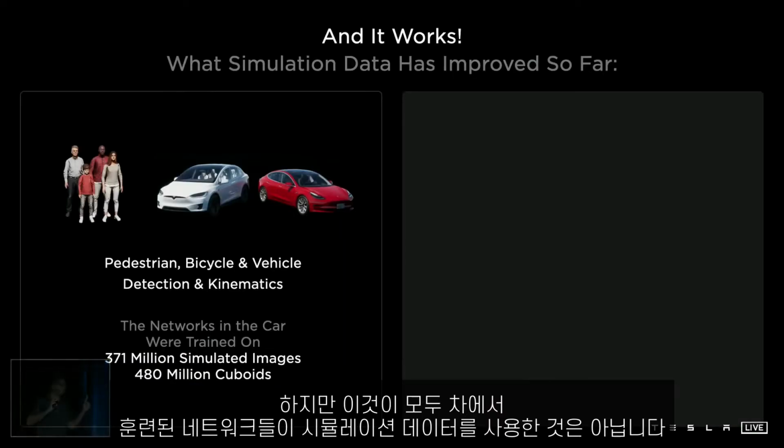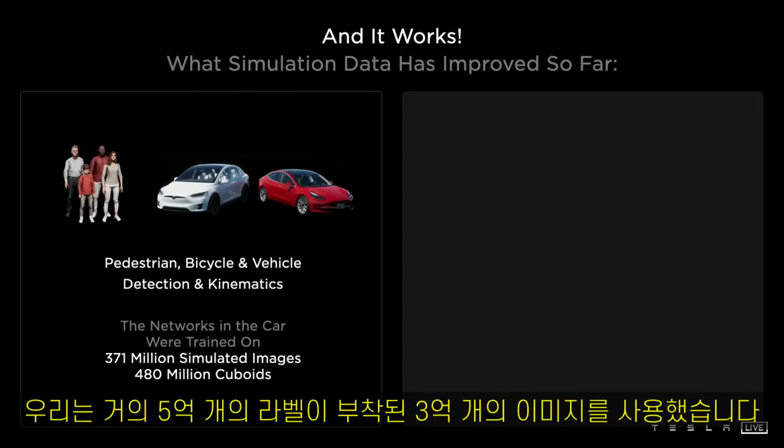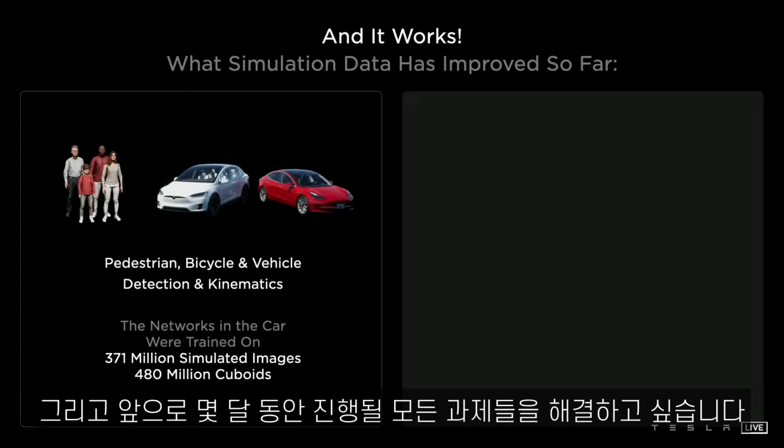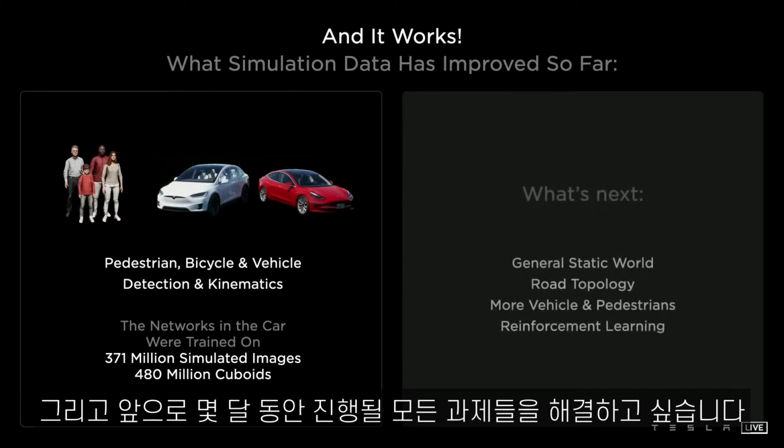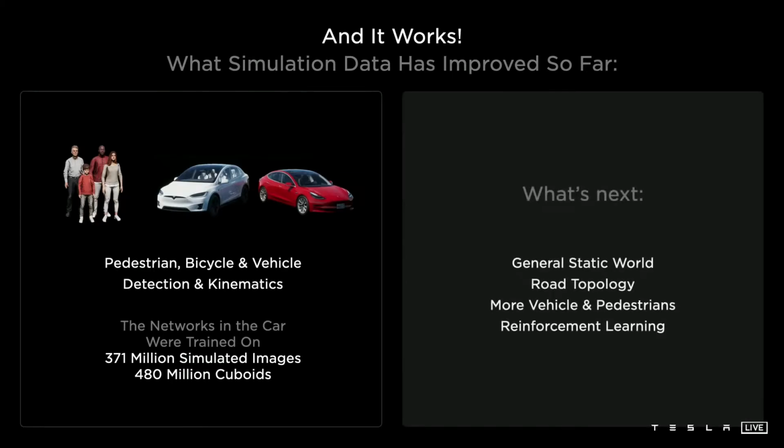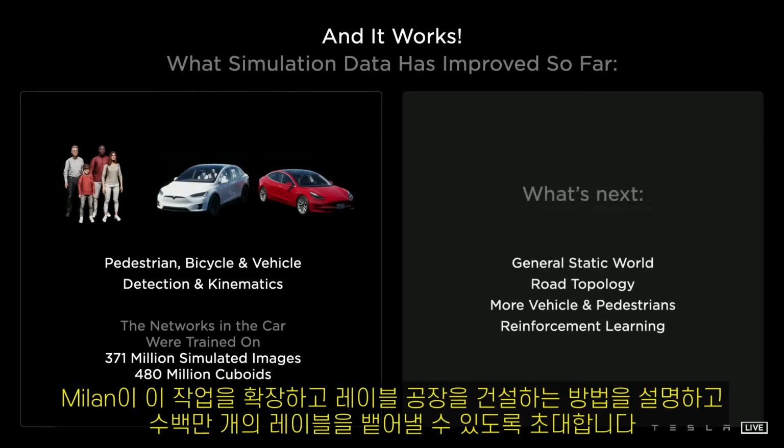But this is not all hype, because networks trained in the car already use simulation data. We used 300 million images with almost 500 million labels, and we want to crush down all the tasks that are going to come up for the next several months. With that, I invite Milan to explain how we scale these operations and really build a label factory and spit out millions of labels.